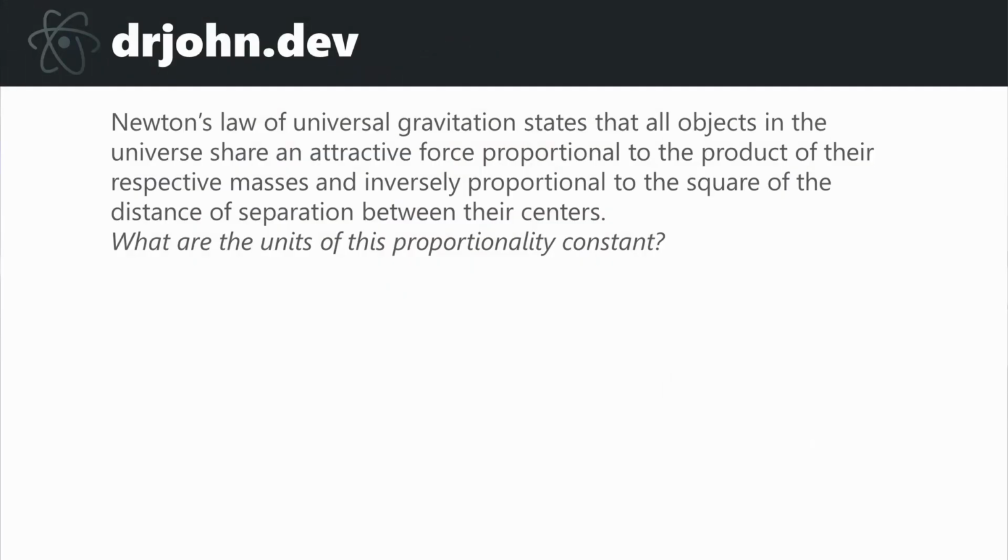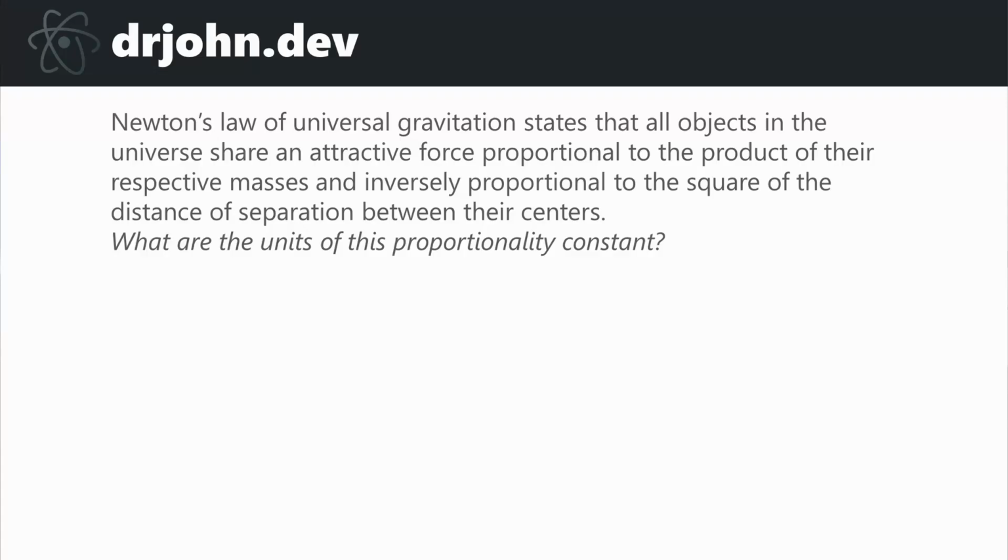Let's see it in action with Newton's law of universal gravitation. Newton's law of universal gravitation states that all objects in the universe share an attractive force proportional to the product of their respective masses and inversely proportional to the square of the distance of separation between their centers. What are the units of this proportionality constant?